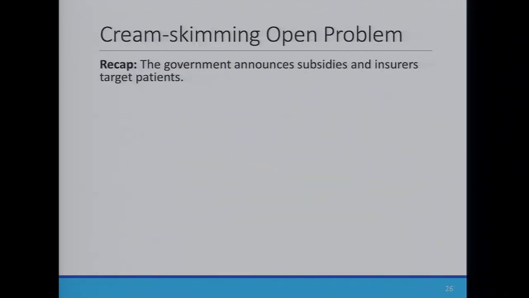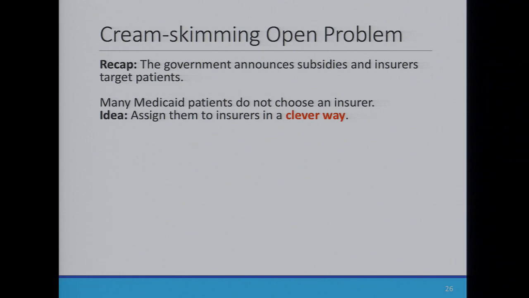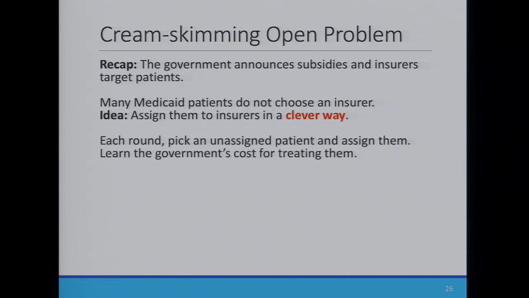Okay, so now I want to talk about open problems related to the cream skimming that we talked about before, the strategic capitation. So just as a recap, the government is announcing subsidies and insurers are targeting poorly estimated patients. So an observation is that in Medicaid, many patients don't actually choose an insurer. And right now, the government just says, okay, go with this person, whatever. So what if we could assign the patients who don't choose an insurer in a clever way in order to solve some of our problems?